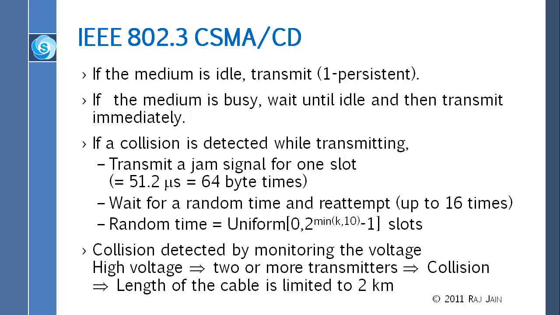If a collision is detected while transmitting, transmit a jam signal for 1 slot. This is interesting. If I am speaking and somebody else speaks, what do I do? I don't just say it softly like this. No, you don't do that. You say stop very loudly to the other guy: "You please stop. I'm talking." And the other guy does the same thing to me.